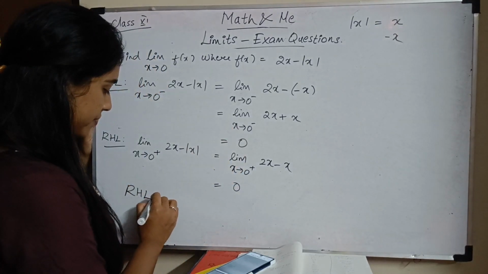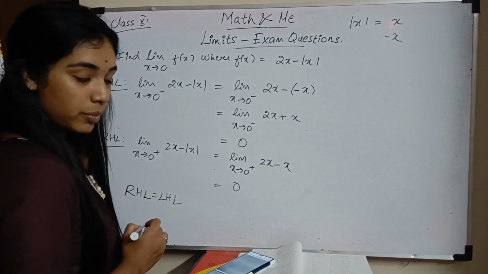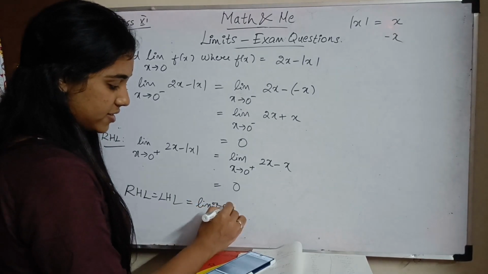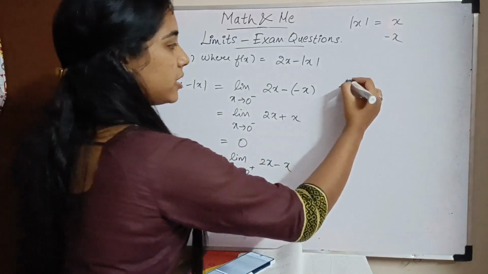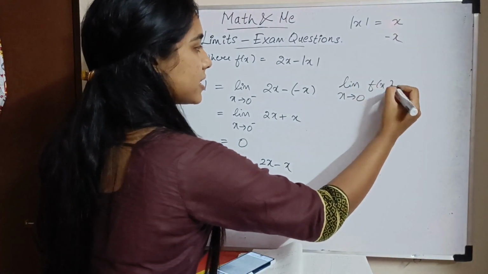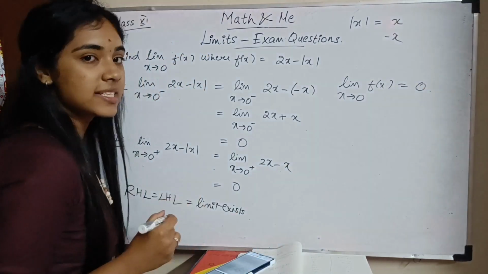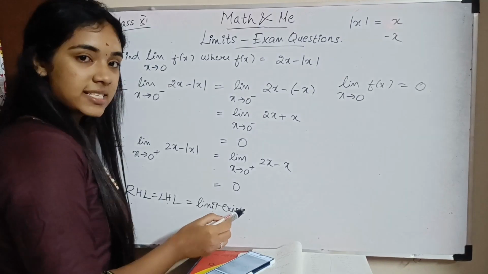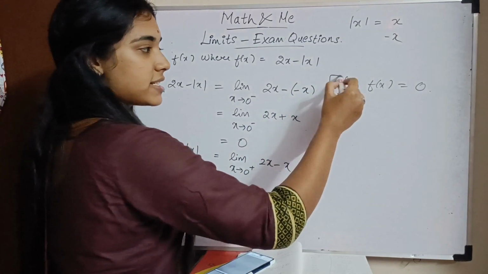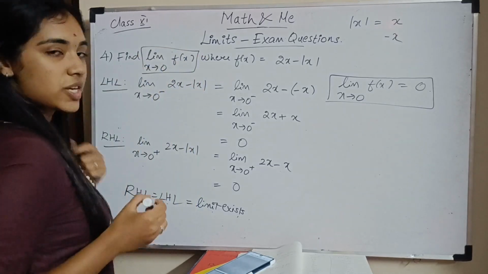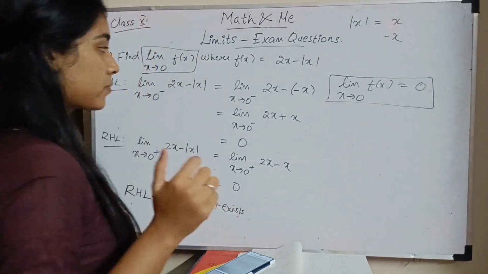So what do you see here? Right hand limit is equal to left hand limit, which means the limit exists. So what is the limit? Limit x tends to 0 of f(x) is equal to 0. This is the final step. You will say right hand limit is equal to left hand limit, which means the limit exists, and the limit x tends to 0 of f(x) is equal to 0. That's the question. Find limit x tends to 0 of f(x). Okay?